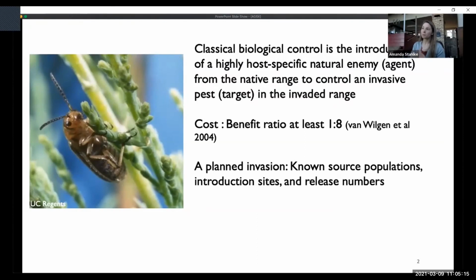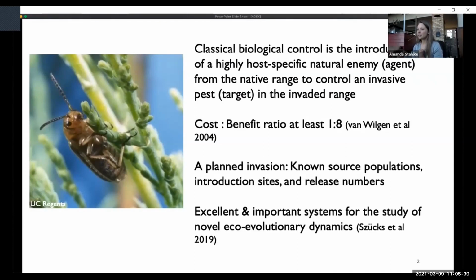And from an evolutionary perspective, they're quite interesting because compared to their invasive target, agents are a planned invasion with known source populations, intentional releases at known introduction sites with intentional release numbers, and follow-up monitoring to track those populations. So combined, these systems, biocontrol agents, represent excellent and important systems for the study of novel eco-evolutionary dynamics.